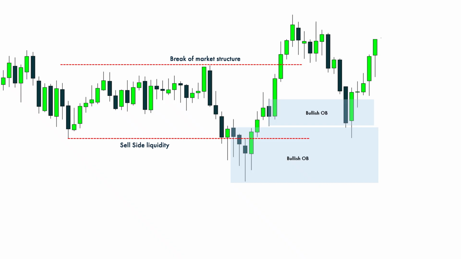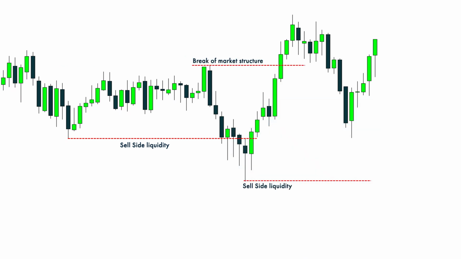Right after that, price creates another liquidity pool, both on the buy side and the sell side. They're hunting for more liquidity, building up stops above and below to trap more traders. Now here's where things get interesting.